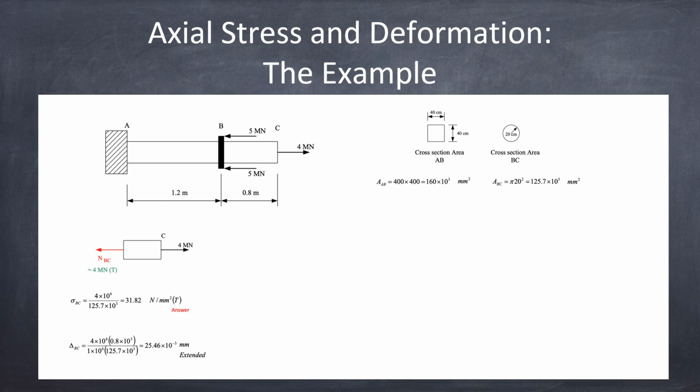Now, because it's in tension, the change in length will be longer. It's going to extend, not shrink or shorten, right? So the delta between B and C is extended.